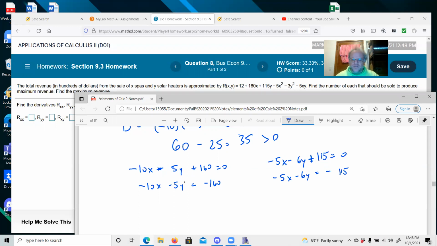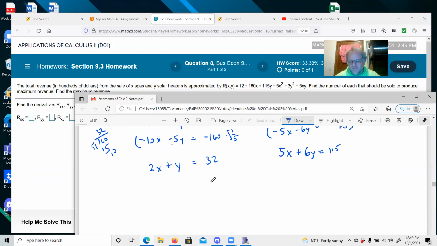Okay, this one is pretty simple. If I can cast out a 5 here, let's multiply by negative 1/5. 10 over 5, that's 2. 5 over 5, that's 1. I'm changing all the signs. 160 over 5, what is that going to be? That's 32. 115 is not divisible by 6, so let's leave this one alone and just say 5x plus 6y is equal to 115. So we have to solve this system.